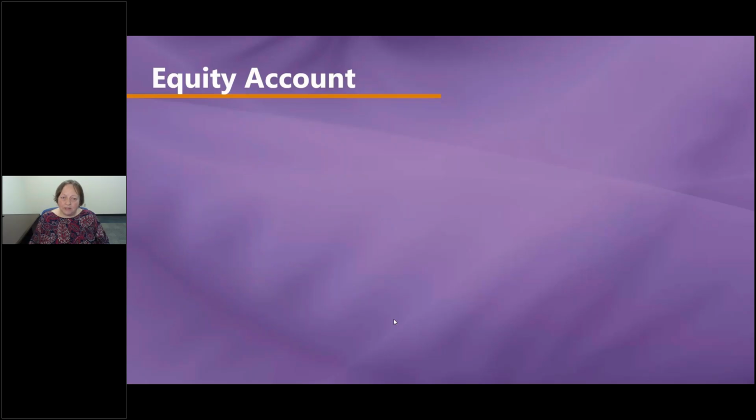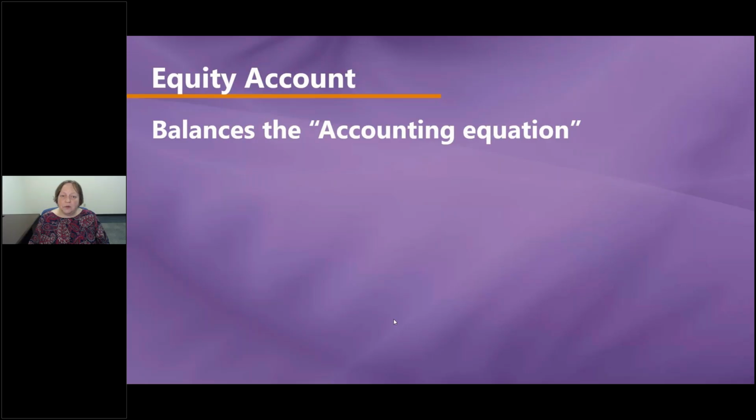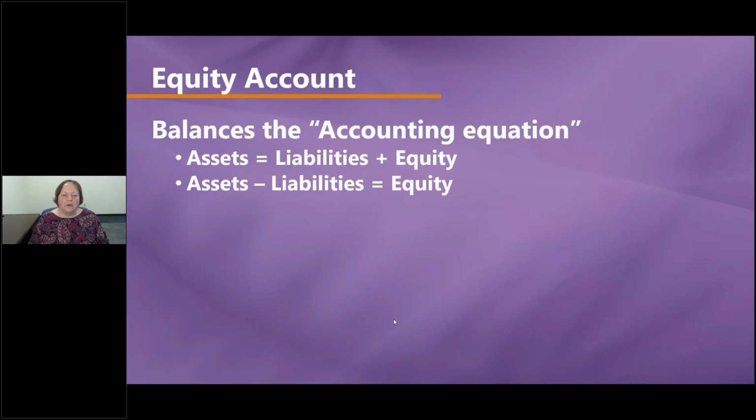The next account type is equity accounts. This is what shows the difference between, so your assets equal liabilities plus equity. That means this is what balances out your accounting equation. It's how you can tell what is left over of your assets once you've paid off all of your liabilities, for example. Or assets minus liabilities, that's the second one that I just said.